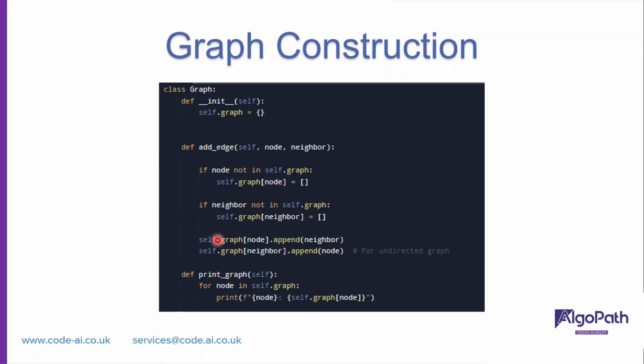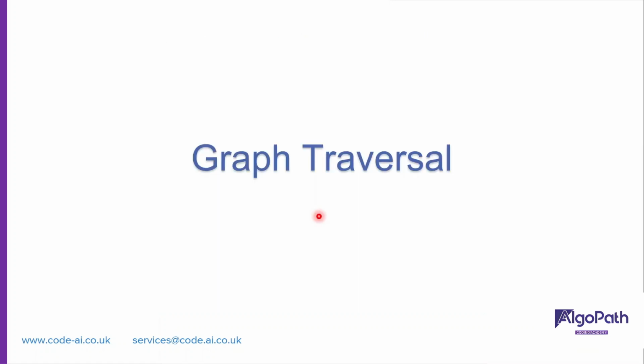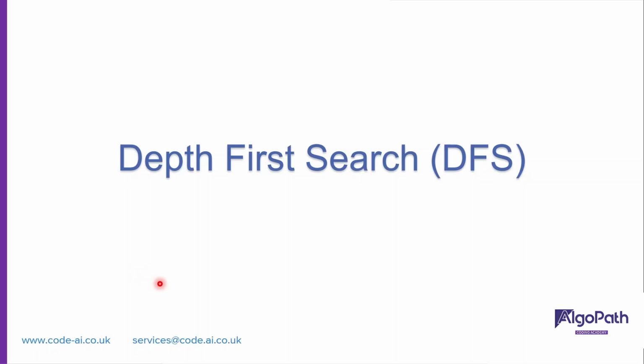Finally, there is another method, that is printGraph. It will simply print all the nodes. Now we are going to learn graph traversal. There are two traversals that are used.